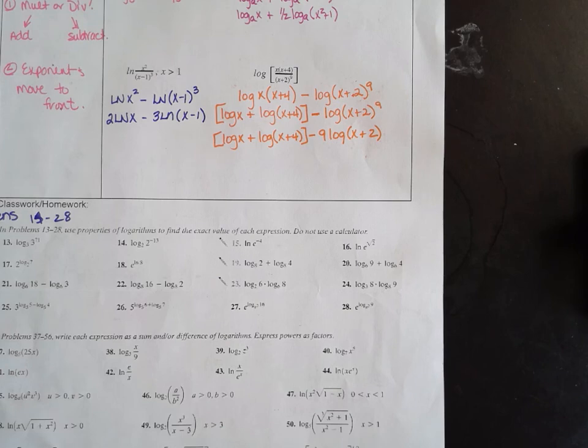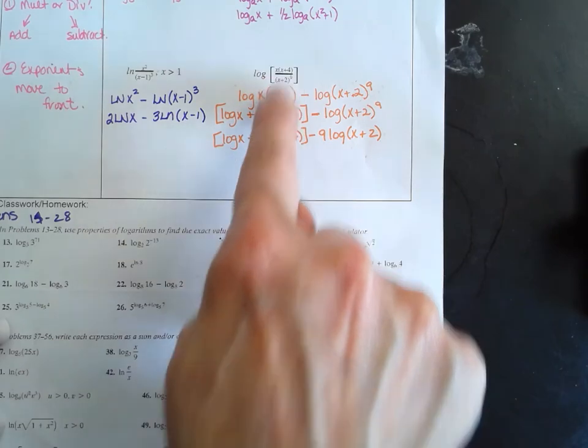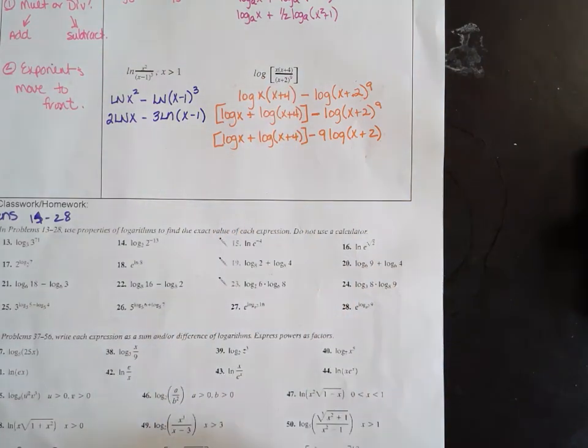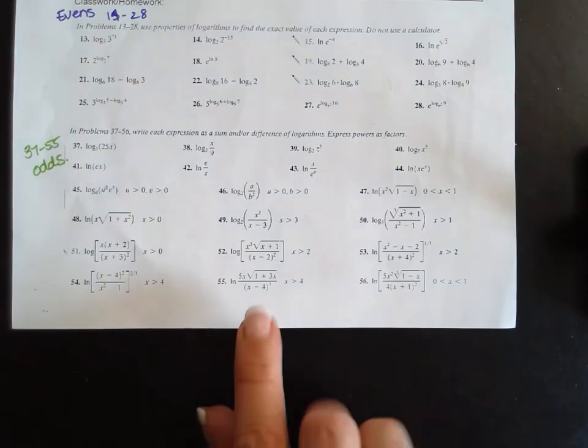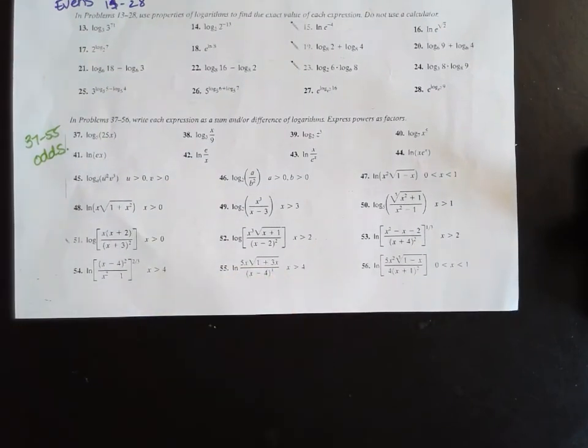Okay. Not difficult, just a matter of using the rules to be able to go back and forth between the two formats. All right? So, 37 through 55 on the odds. I do have an answer key available that I got done third period. So, if you want to check your work as you're working along, feel free. Good? Questions? Comments? Concerns? All right.